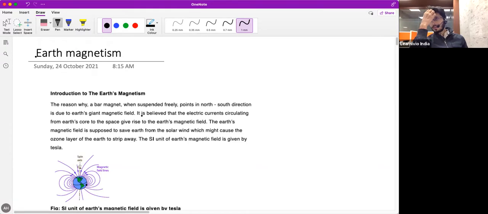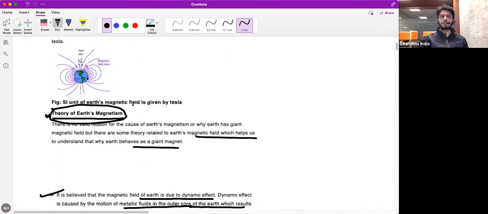So why does it align itself in north-south direction? This is because Earth itself behaves like a magnet. Earth itself has a magnetic field, and that magnetic field attracts the north pole and the south pole of the magnet.